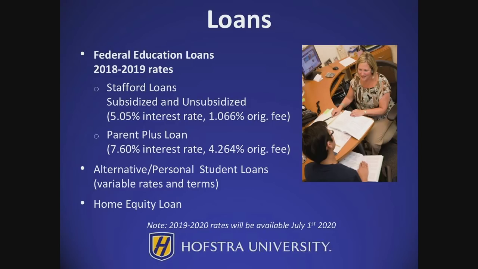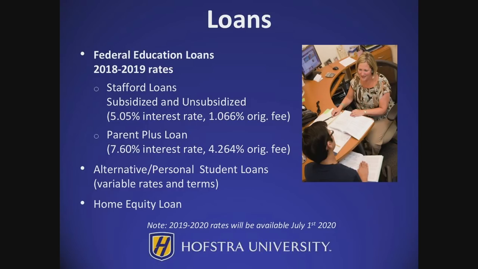In order to receive eligibility for the Stafford loan, the FAFSA must be filed. The Parent Plus loan is a loan the parents can actually apply for on behalf of the student. It has a 7.60 interest rate and a 4.264 origination fee. This is also eligible if the parent applies for the FAFSA, but a separate application will be needed.